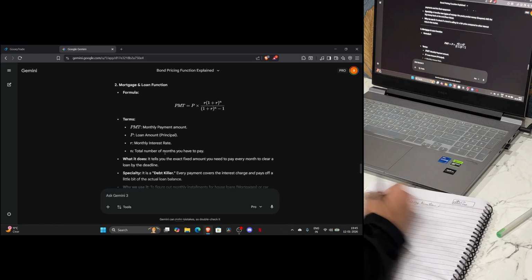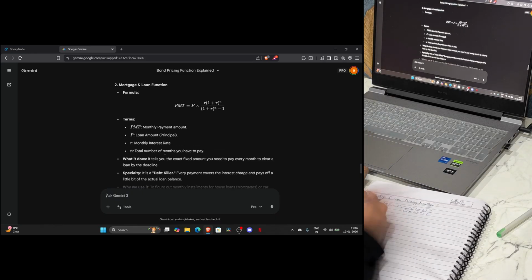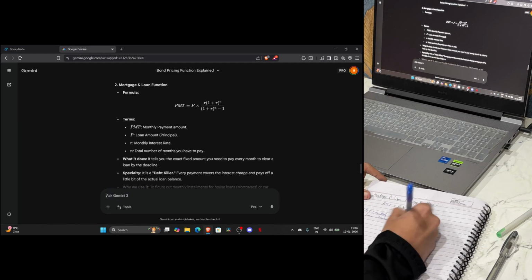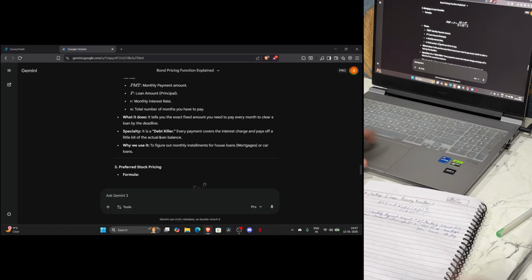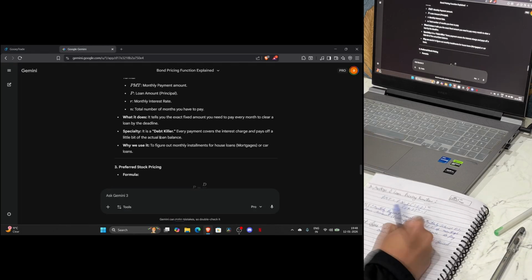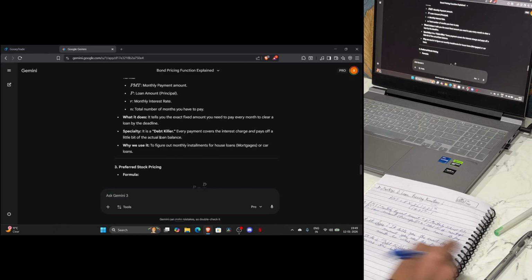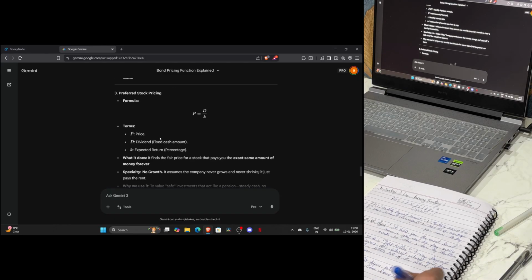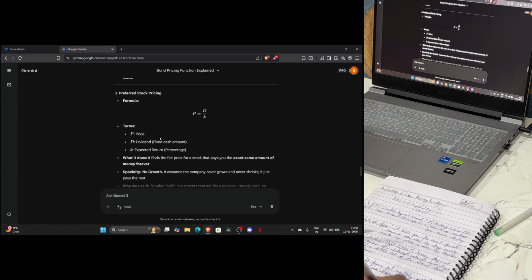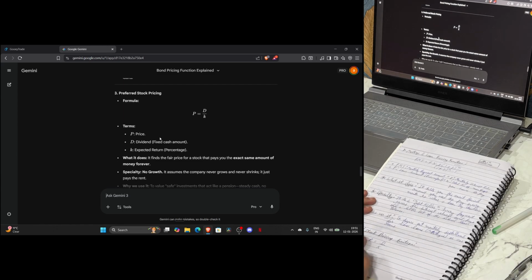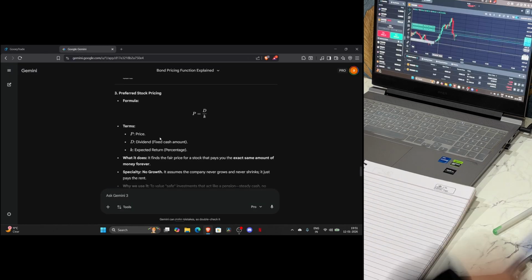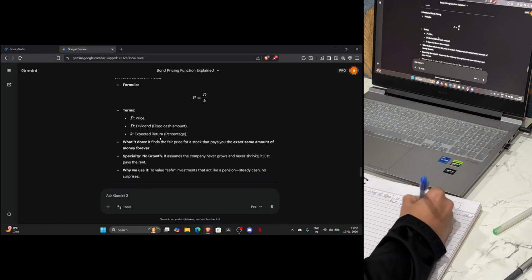What it does: gives the fixed periodic payment that repays principal plus interest over time and shows how interest versus principal amortize. Specialty: loan cash flow scheduling and effective borrowing cost. Why it matters: critical for sizing leverage positions and understanding how margin/financing eats into returns. Use it to simulate worst-case carry and to set sensible leverage limits.